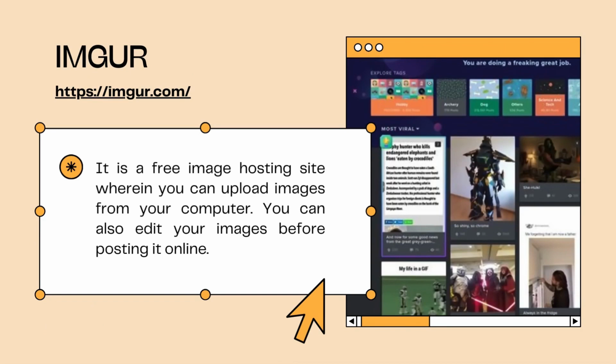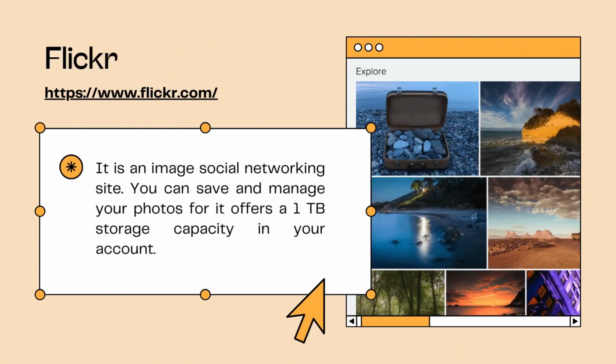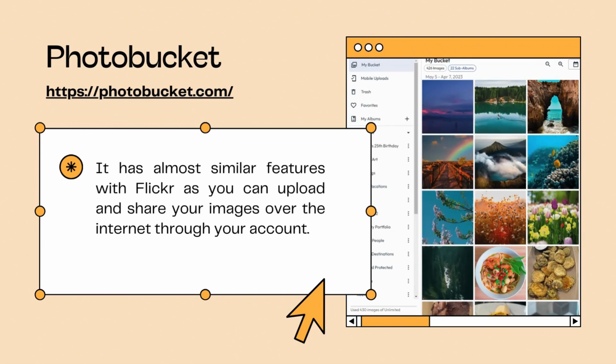Now, Imgur, it is a free image hosting site wherein you can upload images from your computer. You can also edit your images before posting them online. Flickr is an image social networking site. You can save and manage your photos, for it offers 1 terabyte storage capacity in your account. Photobucket has almost similar features with Flickr, as you can upload and share your images over the internet through your account.